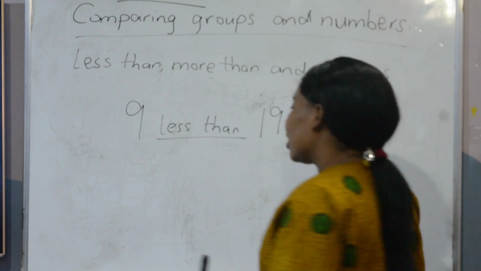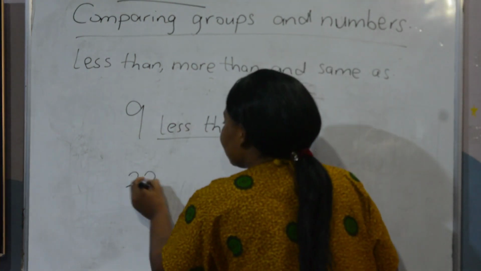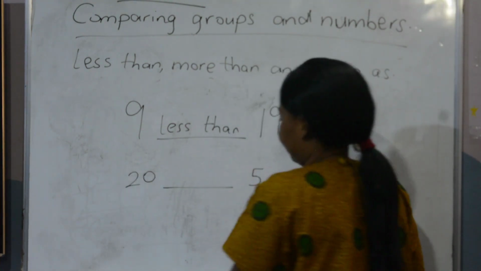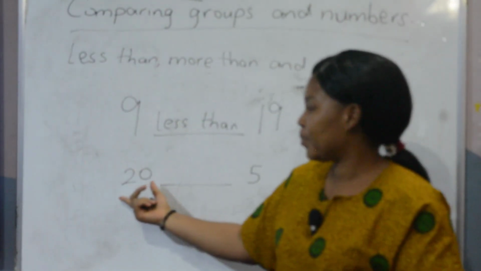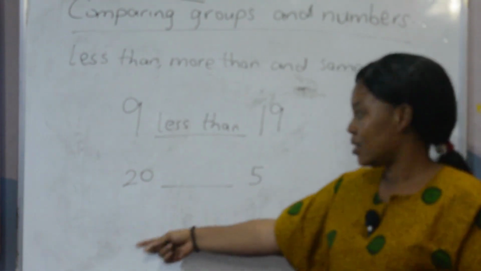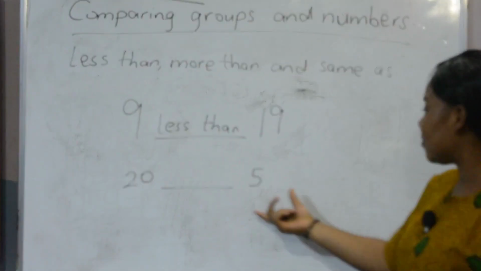Another example, if you have 20 and 5. So now the bigger number is coming first, which is 20. And then 5 here is the smaller number. So this one is more, or this one is plenty than 5. So we write more than.